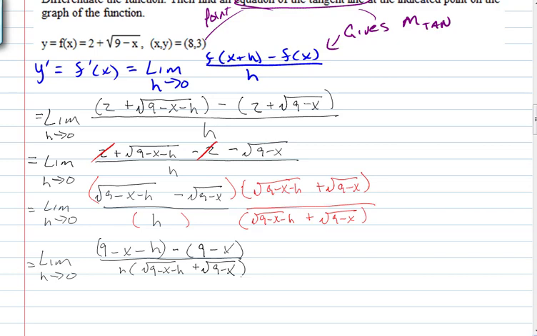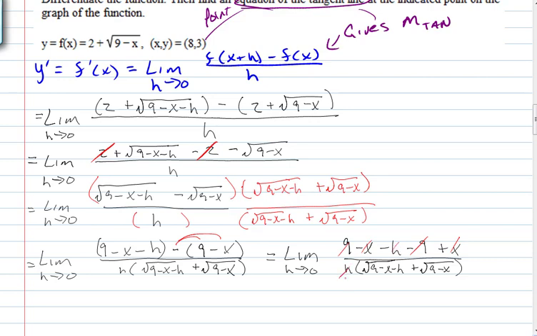Alright, what do I need to do now? Distribute the negative. So that's going to give us the limit as h approaches 0 of 9 minus x minus h minus 9 plus x, all over h times the square root of 9 minus x minus h plus the square root of 9 minus x. Anything going to cancel out? The 9's are gone, the x's are gone, which leaves behind just a negative h.